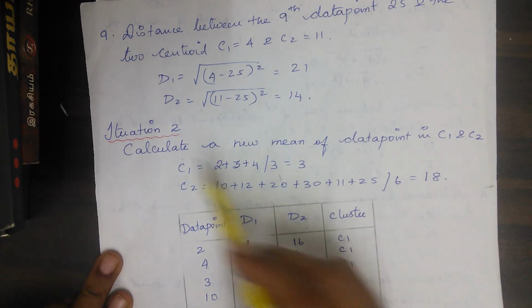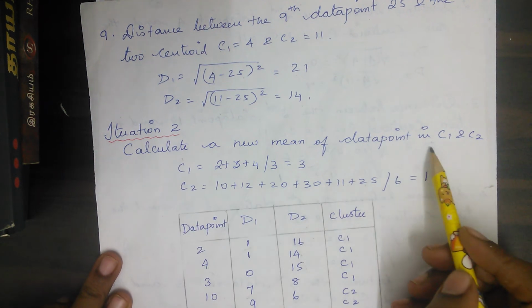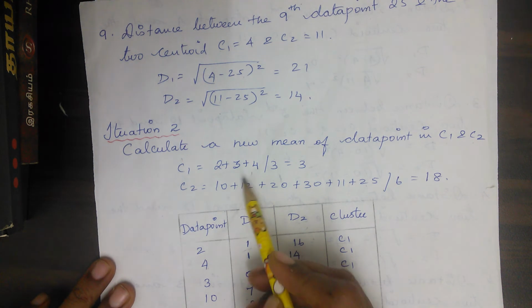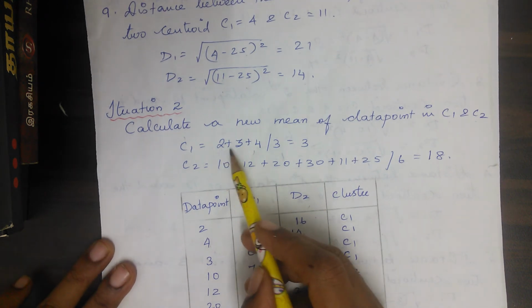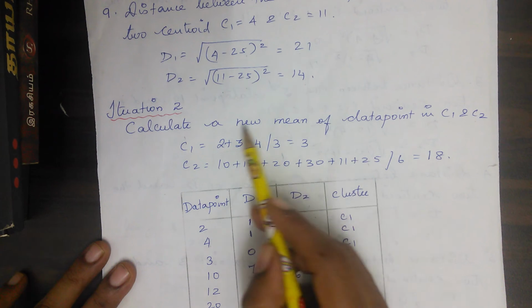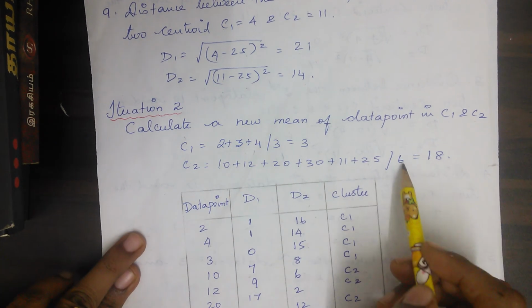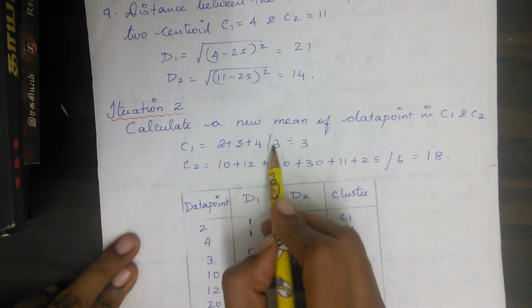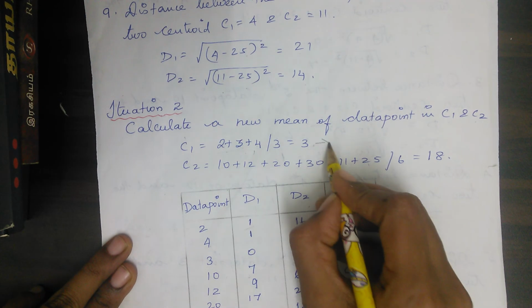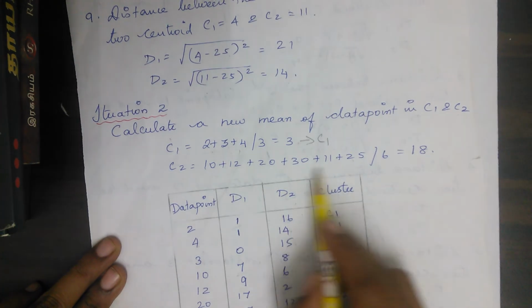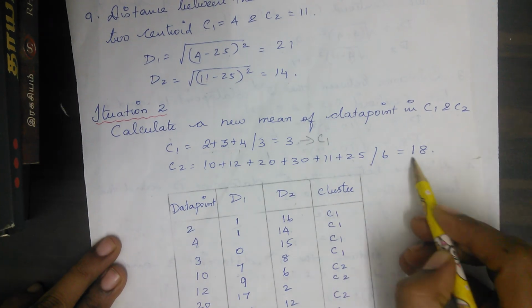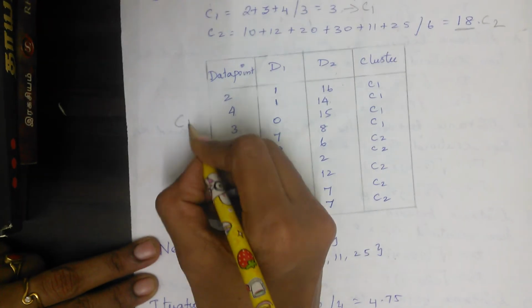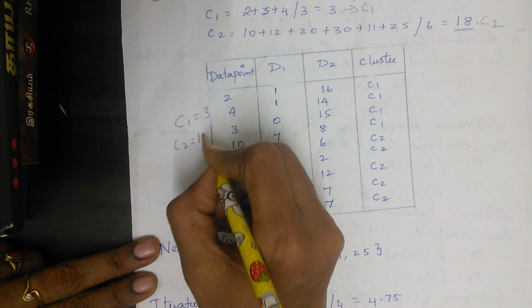Only then can I say that my cluster is of good quality. So in the second iteration, I have to select new centroid points C1 and C2 in the formed clusters. To do that, I take the mean of the data points of cluster C1 and the mean of the data points of cluster C2. So 2 plus 3 plus 4 divided by 3, since I have 3 data points, is equal to 3. This 3 is going to act as C1. For the other cluster, the sum of all the data points divided by the number of data points, 6, is equal to 18, and this is going to act as centroid C2. So now my centroid C1 is 3 and my centroid C2 is 18.